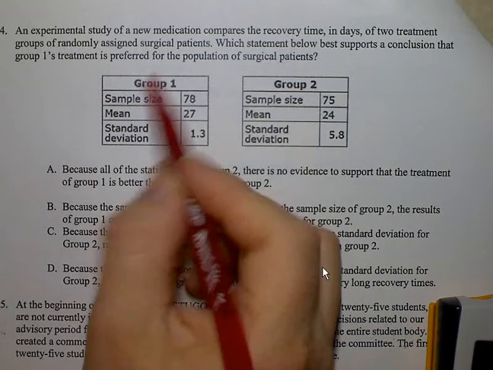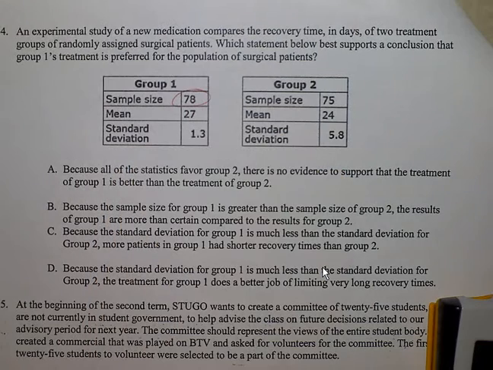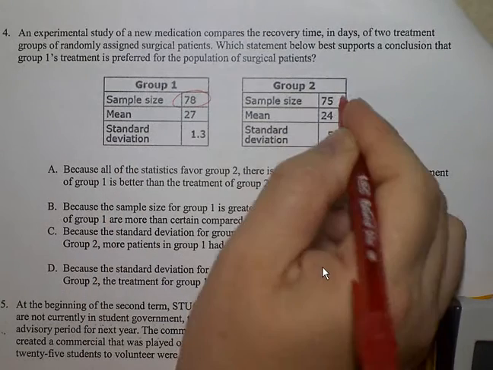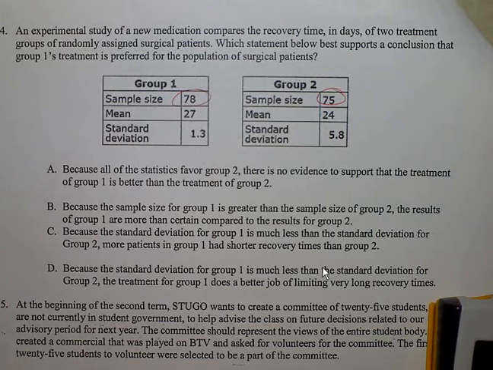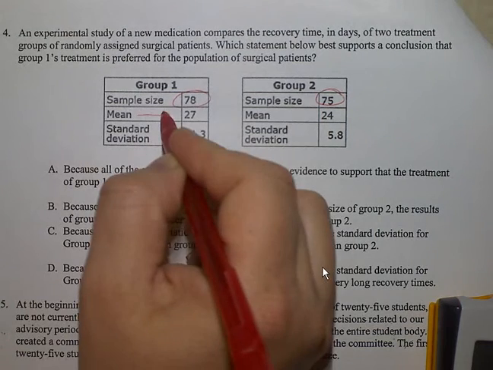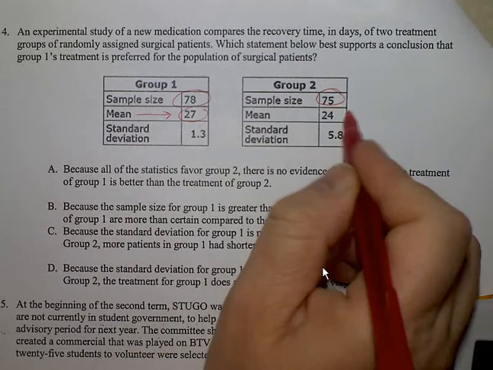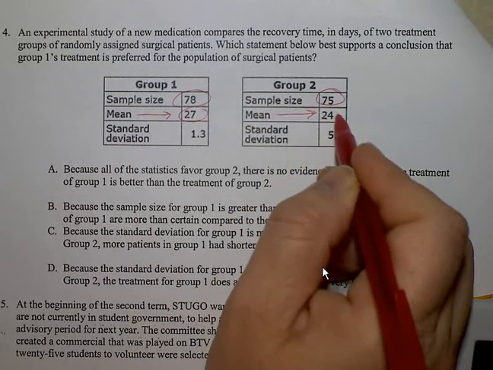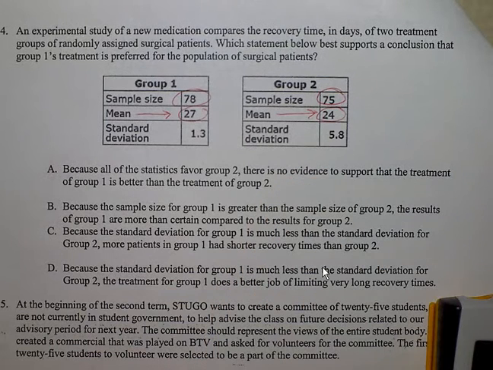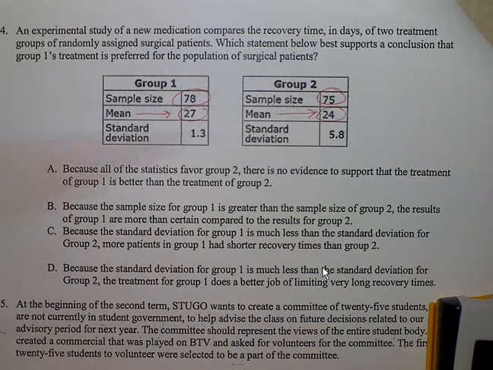So in group 1, there were 78 patients that had surgery, and in group 2, there were 75 patients that had the same surgery. The average number of days to recover with group 1 using that particular medication was 27, and the average number of days for group 2 was 24. Now look at the standard deviations. They're quite different. I want you to read A through D right now. I'm going to give you 1 minute, and then refer back to these standard deviations to see if you can decide which one you think is the correct answer. Ready? Go.